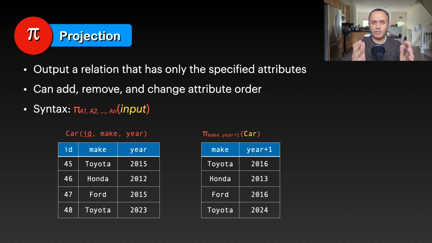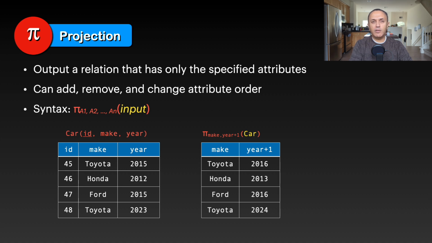So the output would look like this. The make attribute is just copied as is. The year attribute for every tuple has been increased by 1. So for the first tuple that has Toyota 2015, now in the output it has Toyota 2016. And the same applies for every tuple in that table. And also the attribute name in this case is not the original year attribute, it's a new attribute that's called year plus 1. So this is something that you can also do in projection if you want to apply some operation or some function on all the values of a particular attribute.